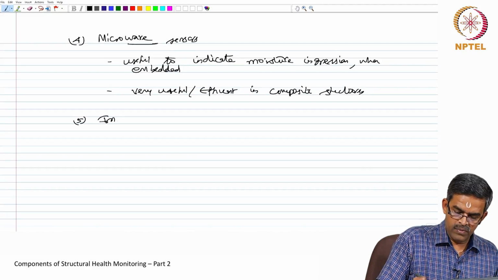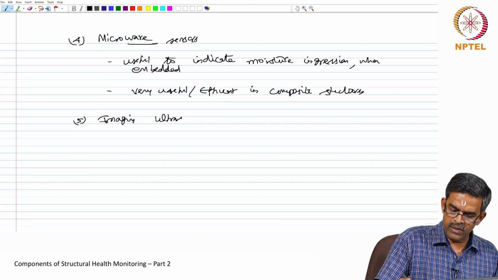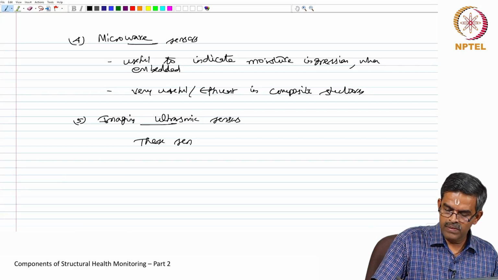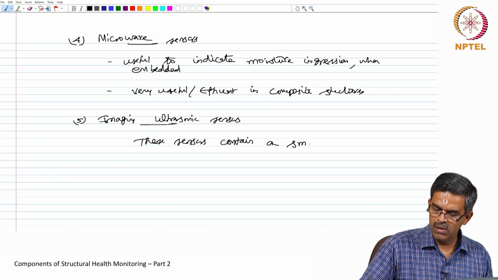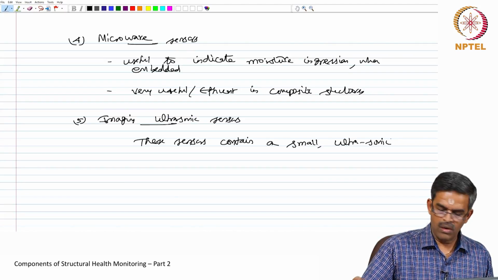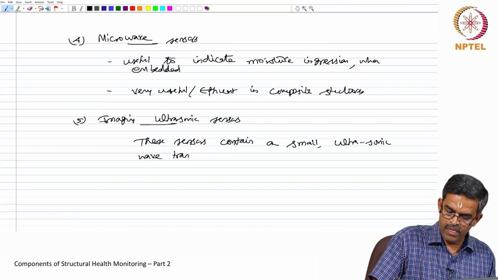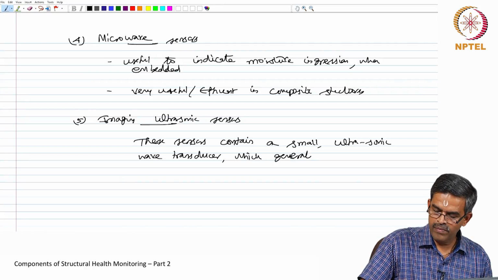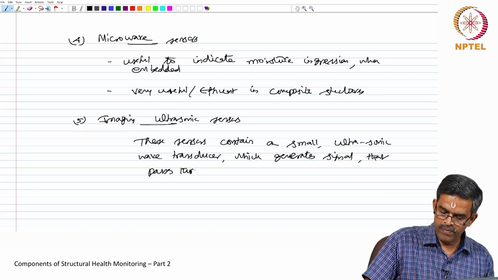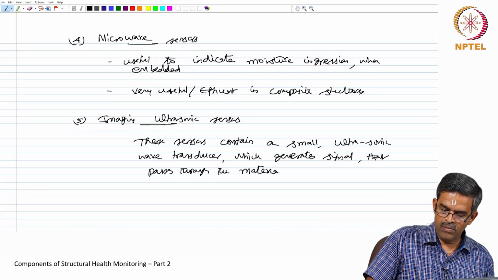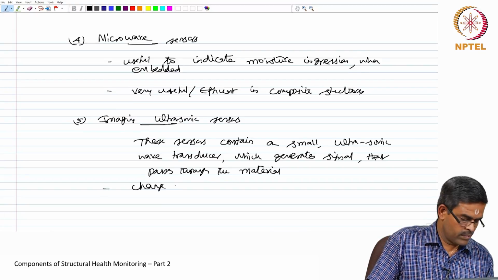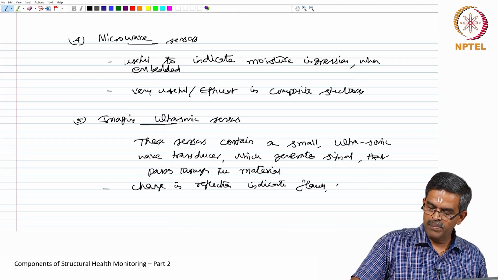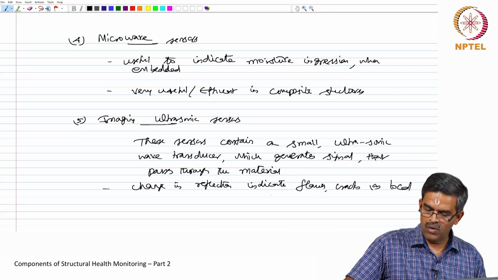One can also use imaging ultrasonic sensors. These sensors contain a small ultrasonic wave transducer which generates signal that passes through the material. So, change in reflection actually indicate the flaws, presence of cracks or any other local damage.